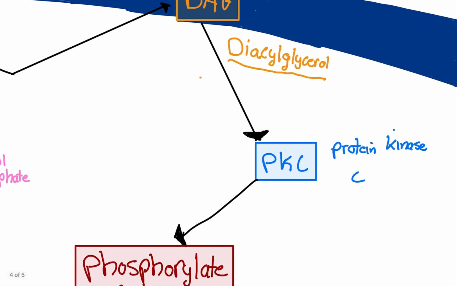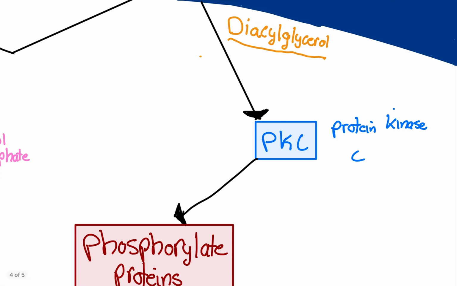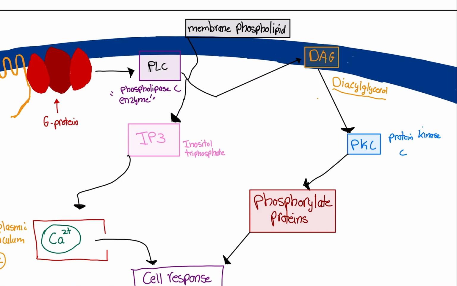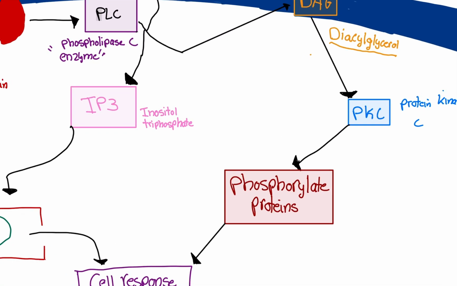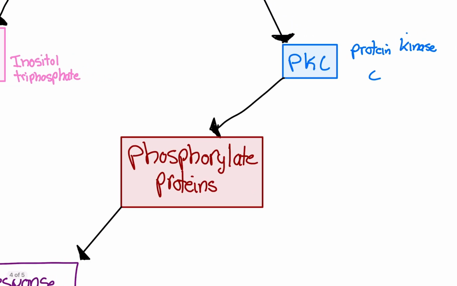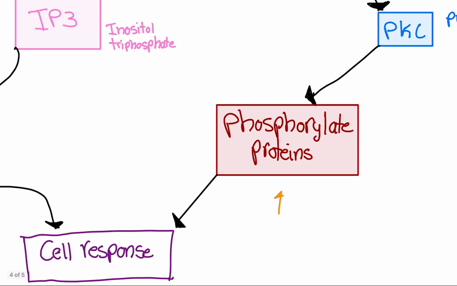DAG then activates PKC, protein kinase C, like we just said a little earlier. Instead of protein kinase A, it's protein kinase C. It is the same thing. A kinase phosphorylates stuff, and protein kinase phosphorylates proteins, and that's exactly where we get phosphorylated proteins. Ta-da! And this causes a cell response.